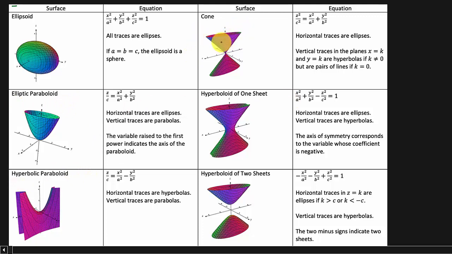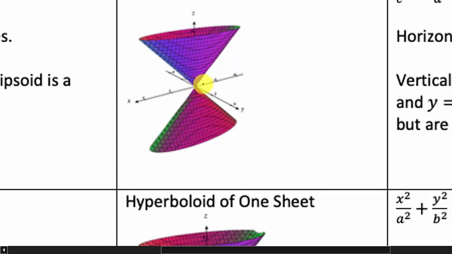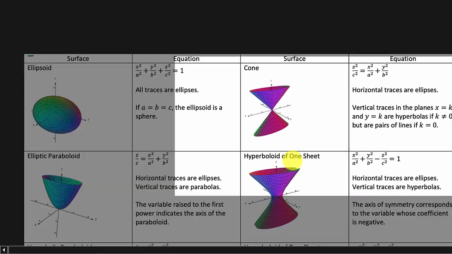a cone. We didn't do an example of this, but horizontal traces are ellipses. You can see your ellipses right here. Vertical traces in the planes x equal k and y equal k are hyperbolas if k does not equal 0, but are pairs of lines if k equals 0. Okay, and you can see that. Let me zoom in. You see the line right here and the line right here, and then you see these hyperbolas right here. That's what they're looking at there.